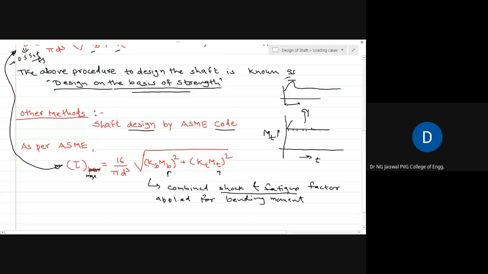Now, this condition we call a shock. Shock is nothing but some instantaneous loading of large magnitude. So this is a shock, and obviously you want to take this torque into account while designing, because during starting it will require a high value of torque. Same is the case with the bending moment. Therefore, to take into account the shock, this KB and KT are introduced.